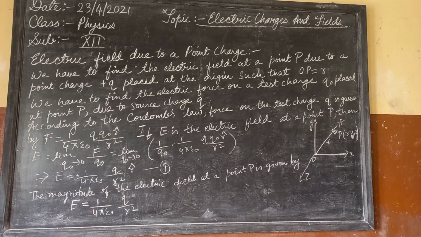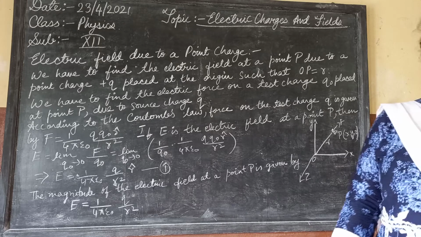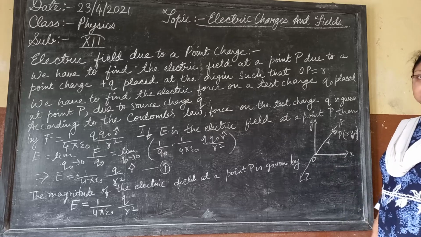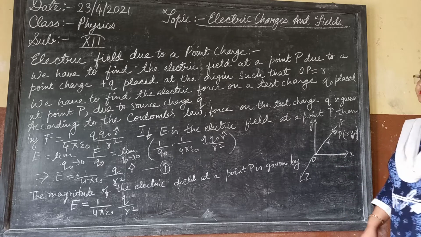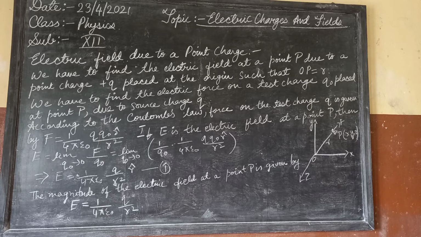Now to find the electric field due to the point charge, we have to find the electric field at a point P due to the charge plus Q placed at the origin, such that OP is equal to R. O to P is equal to R, you know it very well. We have to find the electric force on the test charge Q0 placed at point P due to the source charge Q itself. Basically there will be a charge Q, otherwise how would the test charge come.